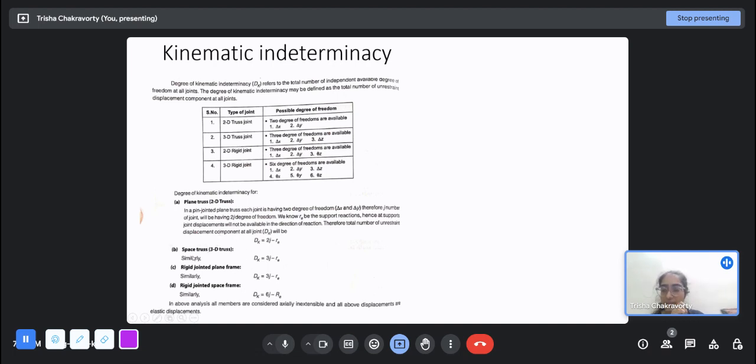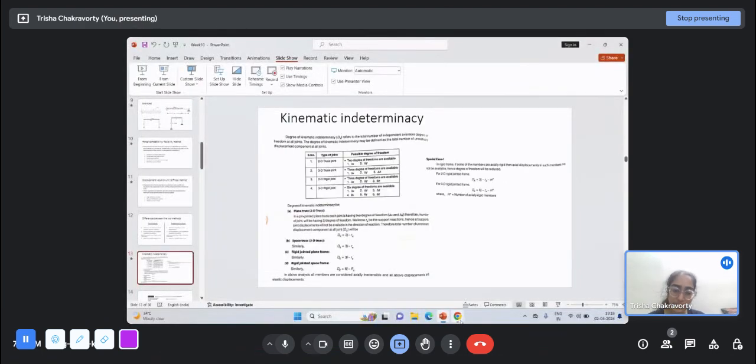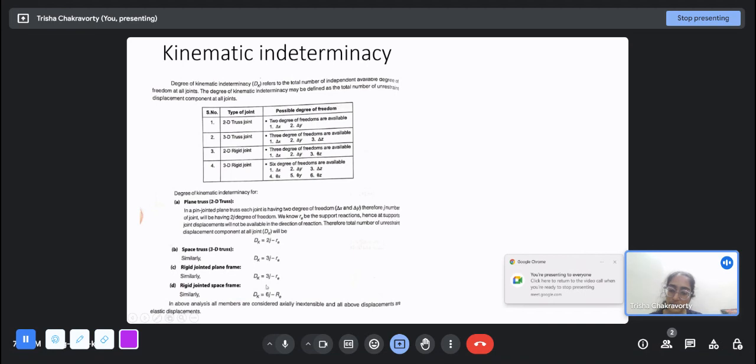In a space truss, similarly, the degree of kinematic indeterminacy is 3j minus RE, and for a rigid-jointed space frame it is 6j minus RE. Now this 6 is important here. And another thing, for the space truss there are 3 degrees of freedom per joint. For the rigid-jointed plane frame there are also 3 degrees of freedom. But these three do not represent the same thing.